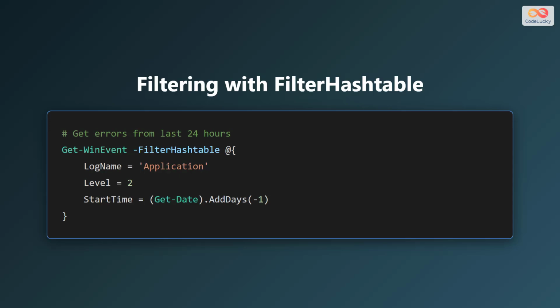The -FilterHashtable parameter is one of the most powerful features of Get-WinEvent. It allows you to filter events efficiently at the server side, which means Windows does the filtering before returning results to PowerShell. This is much faster than retrieving all events and filtering them afterward. In this example, we're getting error events from the last 24 hours from the application log. We create a hash table with LogName set to Application, Level set to 2 for errors, and StartTime calculated by subtracting 1 day from the current date using (Get-Date).AddDays(-1). This targeted approach saves time and system resources.